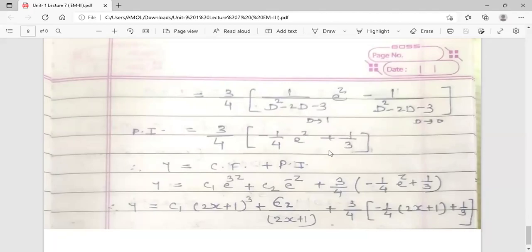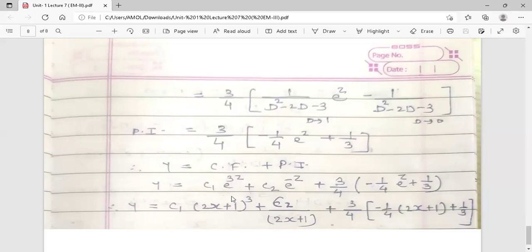So this is the PI, and the general solution is y is equal to CF plus PI. You write down CF, c1 e raised to 3z plus c2 e raised to minus z, plus 3 by 4 in bracket minus 1 by 4 into e raised to z plus 1 by 3. Now your answer is y as a function of z, but our original example is in the form of x and y. So your answer must be in terms of x and y.